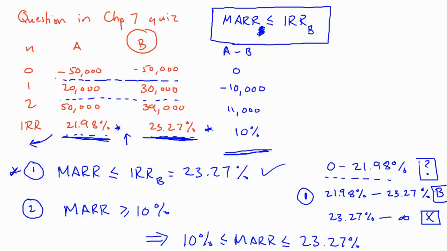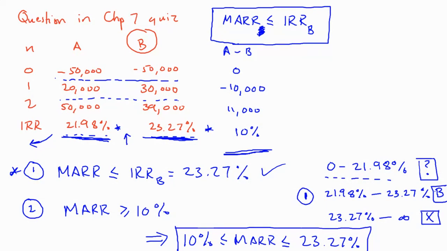And you can check. Obviously, we argued already that if it's between 21.98% and 23.27%, we will always choose B. And we've got the rest from the incremental analysis part, where we said if the MAR is greater than 10, we will choose B because we did A minus B, right? And so therefore, this is my final condition, and this is what I should select as an answer.